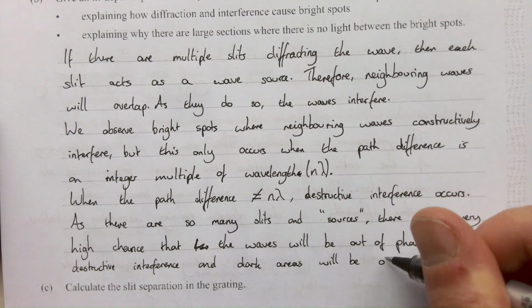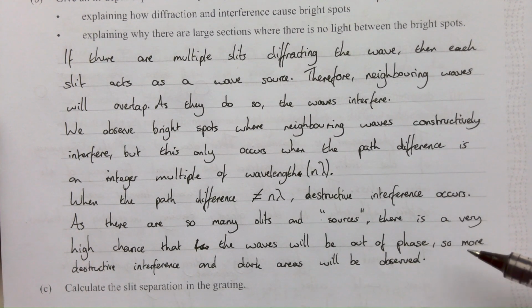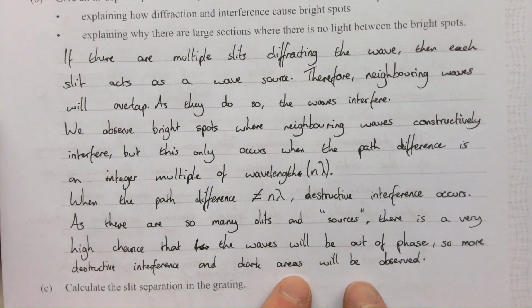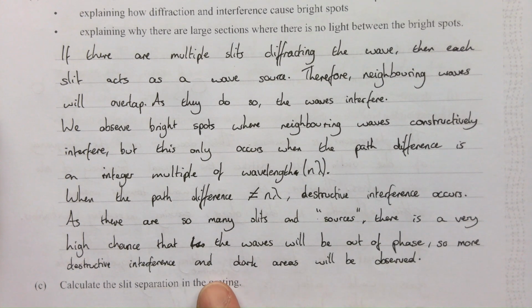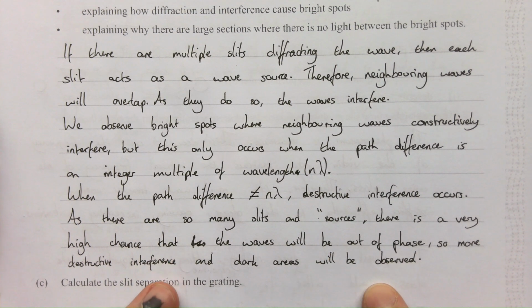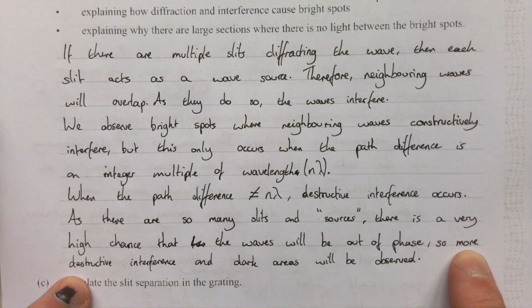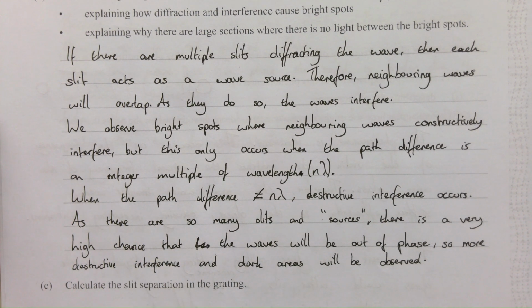will be observed. So it's difficult to describe this last bit, but essentially you're saying because there are so many waves, the chances of all of those waves all being perfectly in phase to constructively interfere is very small. Therefore, because it's very likely that the waves will be out of phase, it's much more likely there will be destructive interference, therefore dark areas with very narrow areas of bright spots. Okay, that's the idea for that question there.